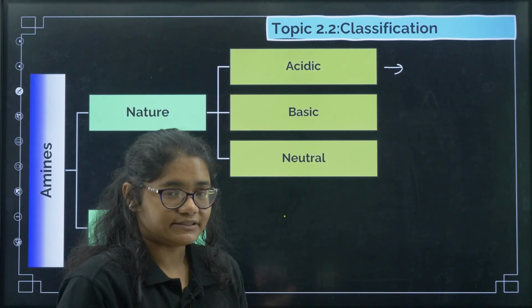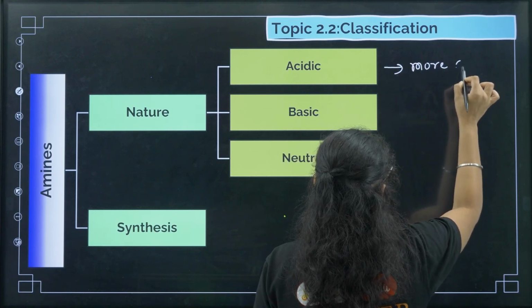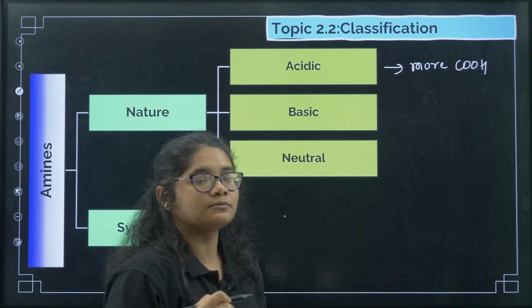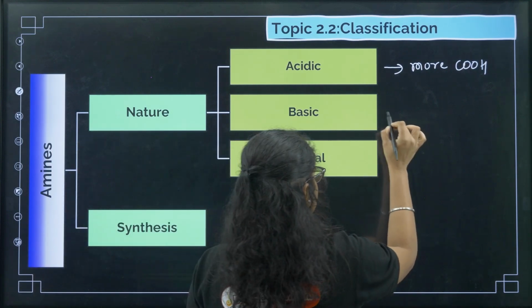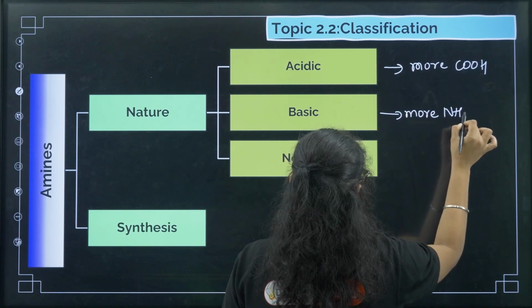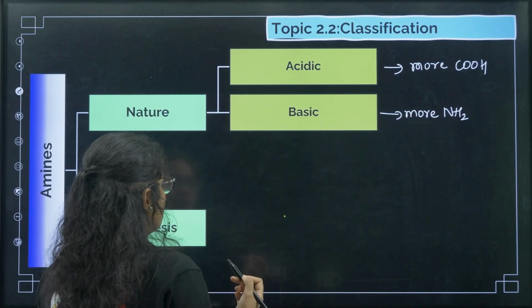So if in the side chain there is more COOH group, then we will be calling it an acidic amino acid, because more carboxylic groups are there in the amino acid. Now in the basic, if there are more NH2 groups, then we'll call it basic, right? Now let us see one example.